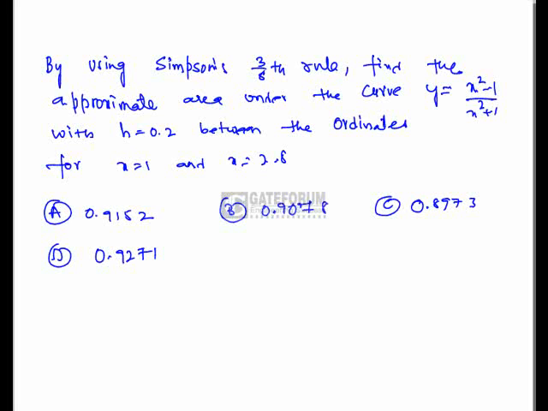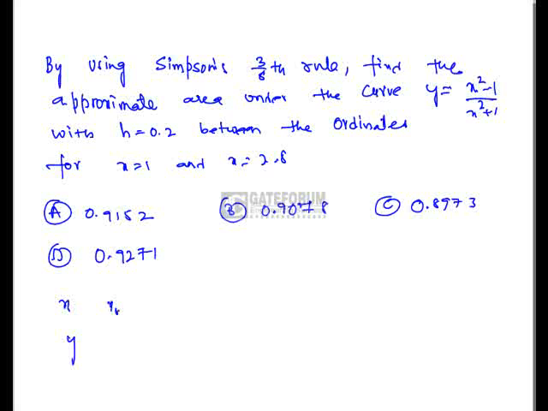So we have to find the approximation of (x² − 1)/(x² + 1), where h is given as 0.2, between the ordinates x = 1 and x = 2. If you substitute these values, what are the ordinates you'll get? Now let us prepare the table here.